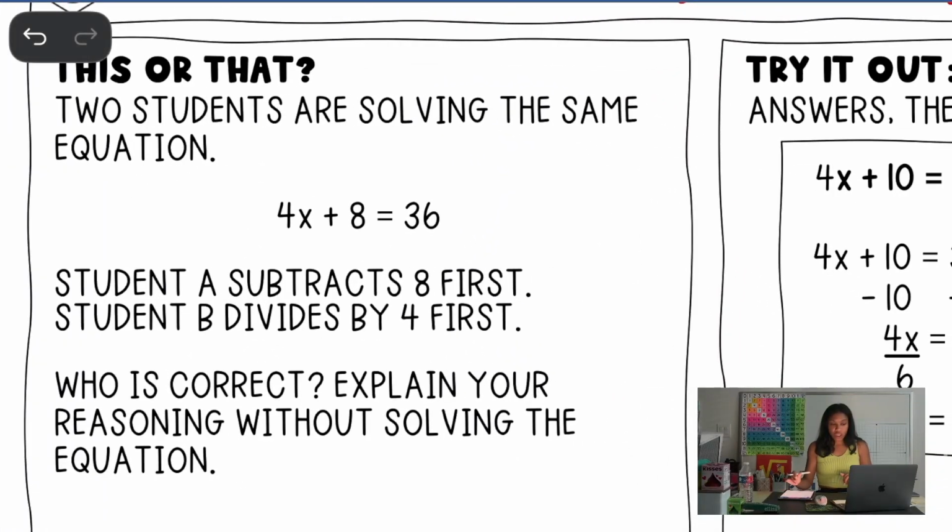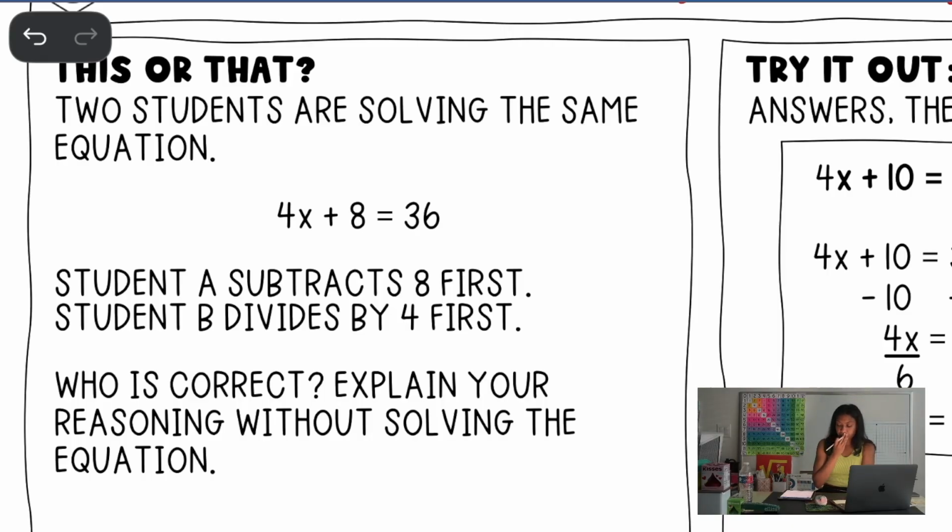Two students are solving the same equation. Here's our equation, 4x plus 8 equals 36. Student A subtracts 8 first. Student B divides by 4 first. Who's correct? Explain your reasoning without solving the equation. They do not want us to solve here.